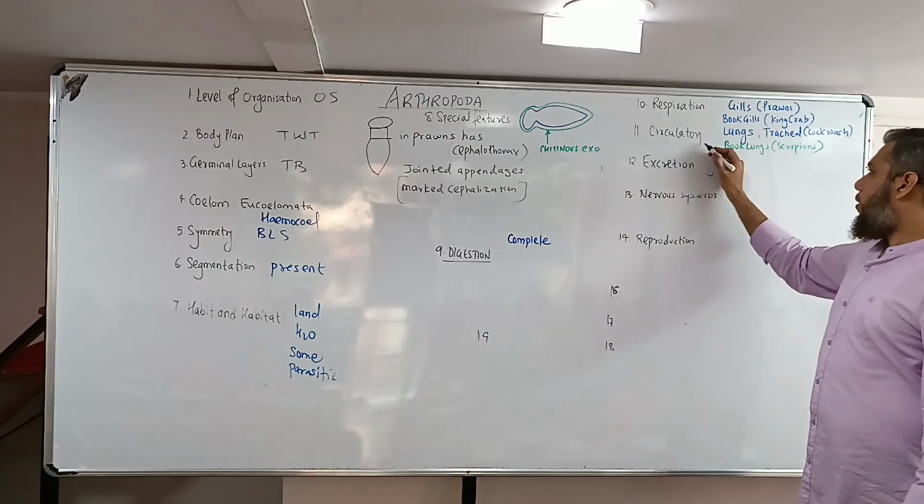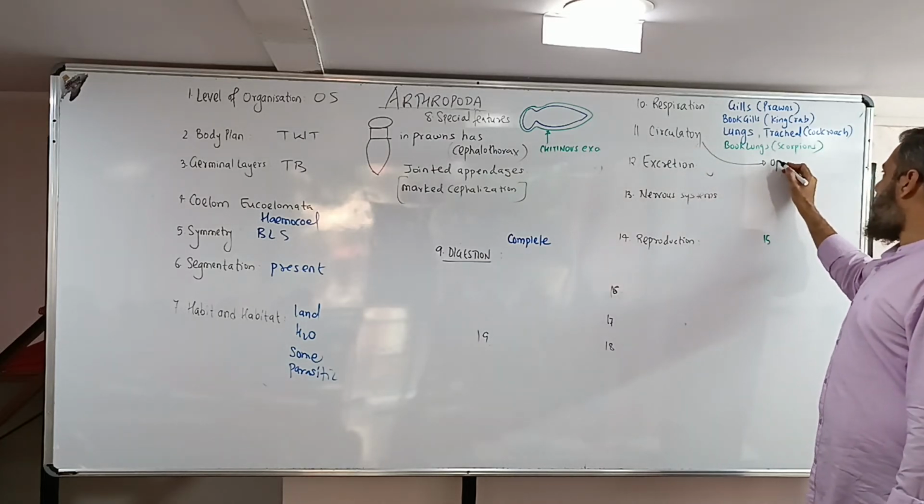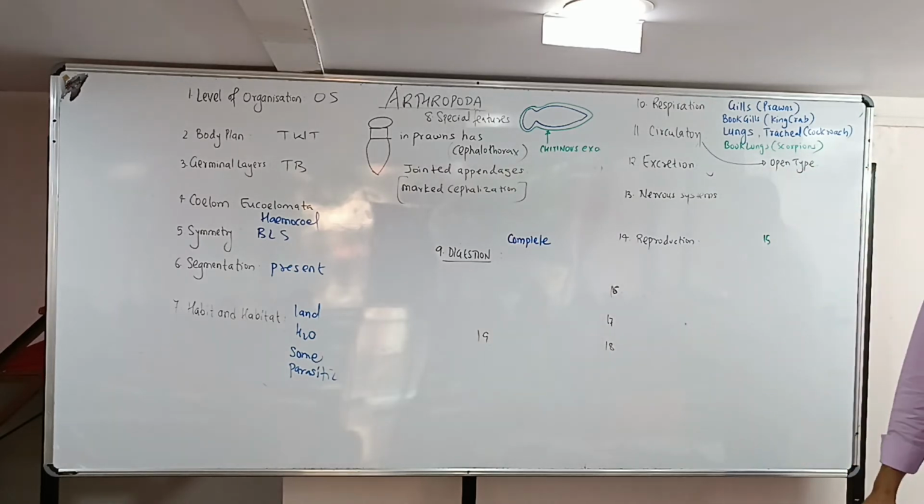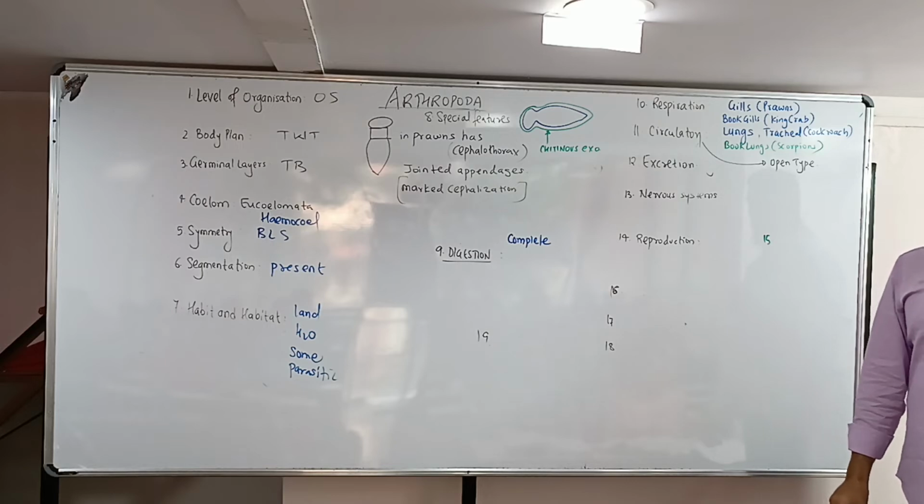Circulation. What is the circulation type? Open type. And the circulatory fluid is called hemolymph.